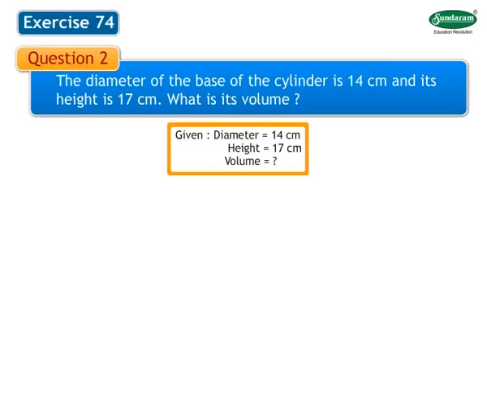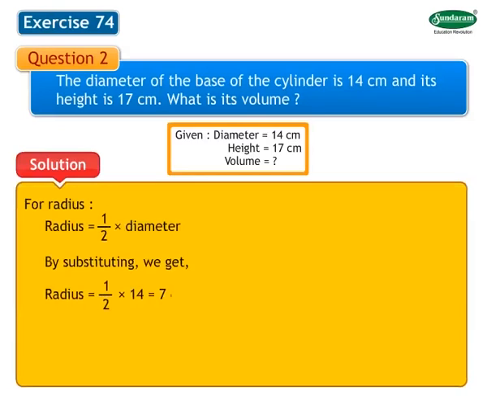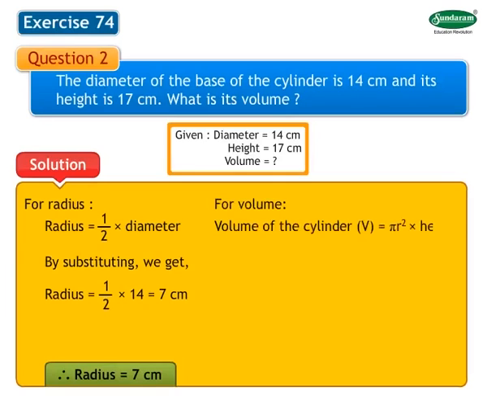But before finding the volume, we will find the radius of the cylinder, which is half the diameter. Therefore, radius is equal to half into diameter. By substituting, we get radius is equal to 1 upon 2 into 14, which is equal to 7. Therefore, radius is equal to 7 centimeter. Using the formula of volume, we can find the volume of cylinder easily. The volume of the cylinder is pi r square into height.